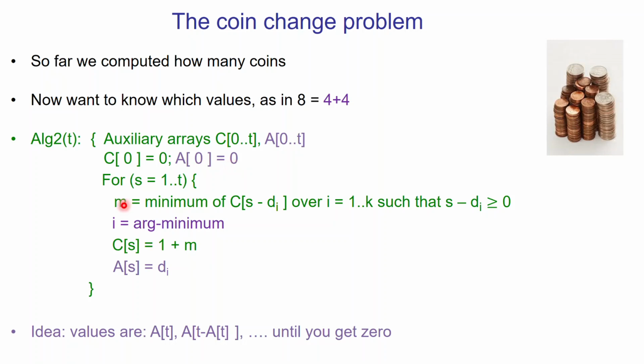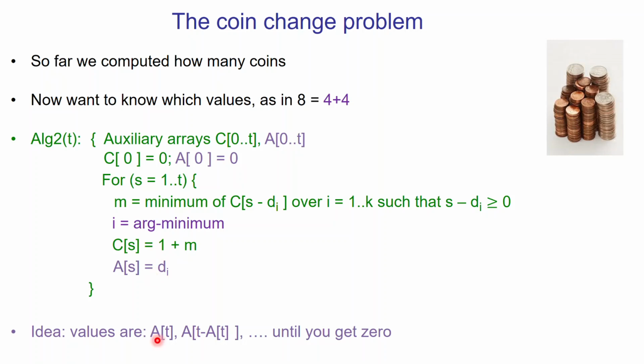So after you compute the minimum, just like before, we're also going to compute the arg minimum, which we denote by I. Remember, that's the value of I that gave the minimum. Okay, so basically it tells you which coin you used, and then you fill the entry of A with the corresponding value of the coin. Okay. And the general idea is that the values to print are these ones.